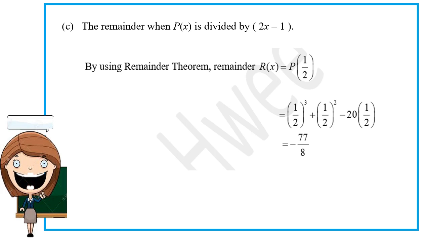In part C, we are going to find the remainder. We must apply the remainder theorem. That is, the remainder is p of 1 over 2. Okay, so we evaluate until we get the remainder as negative 77 over 8.